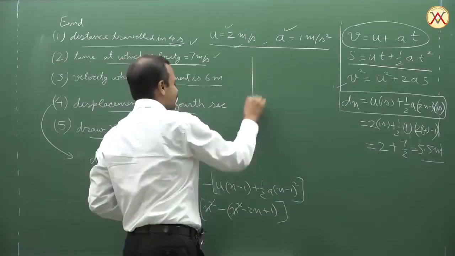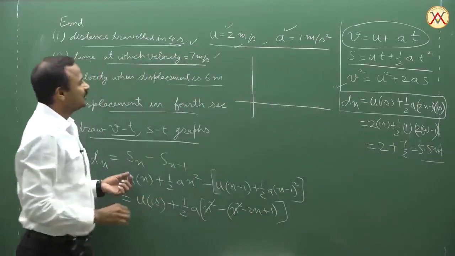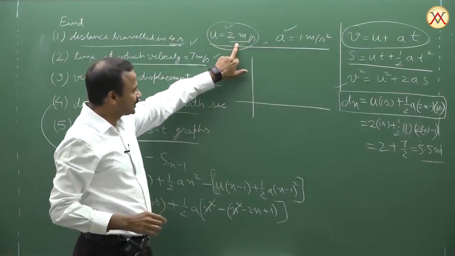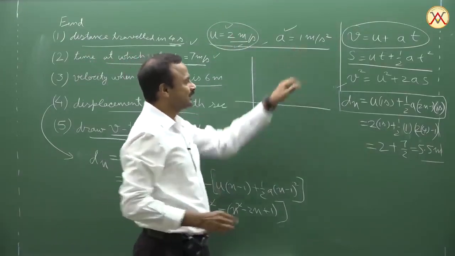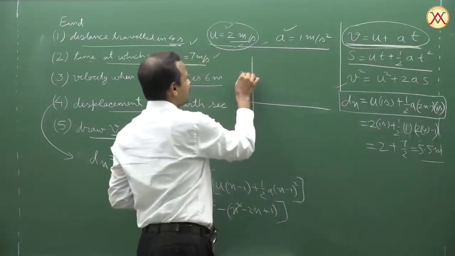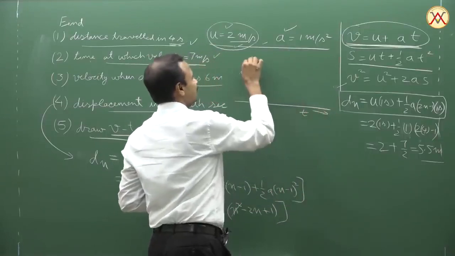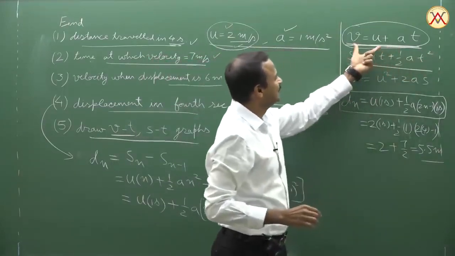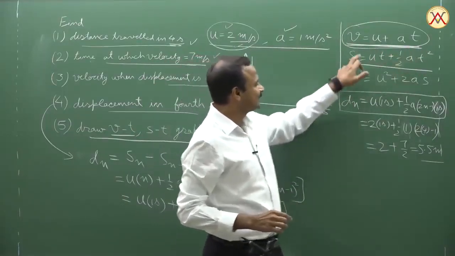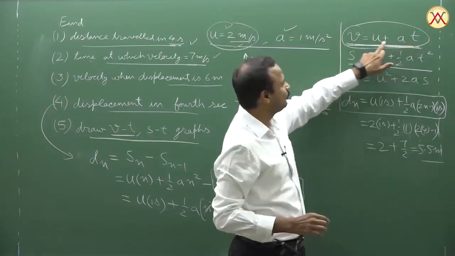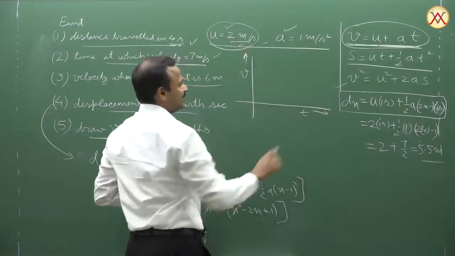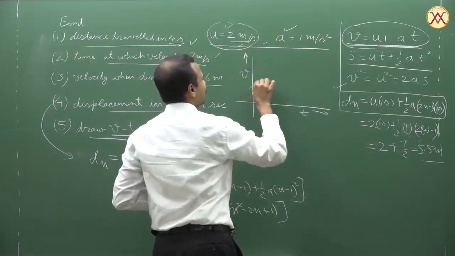So the VT graph will look like this, and of course u is the y-intercept. So the y-intercept is positive and also slope is positive. Basically we are plotting this graph, V versus T. You can see V we are taking on the y-axis, time we are taking on the x-axis. You can see it resembles y is equal to mx plus c. So in the place of c we have u, which is 2 meters per second, and the slope is 1. So the graph will look like this.